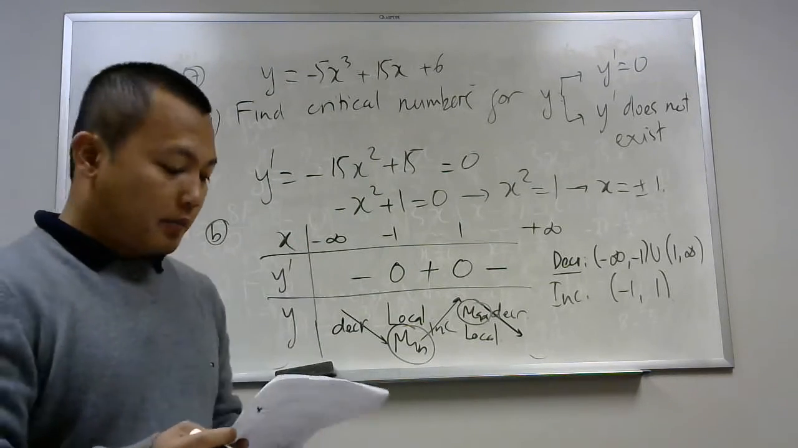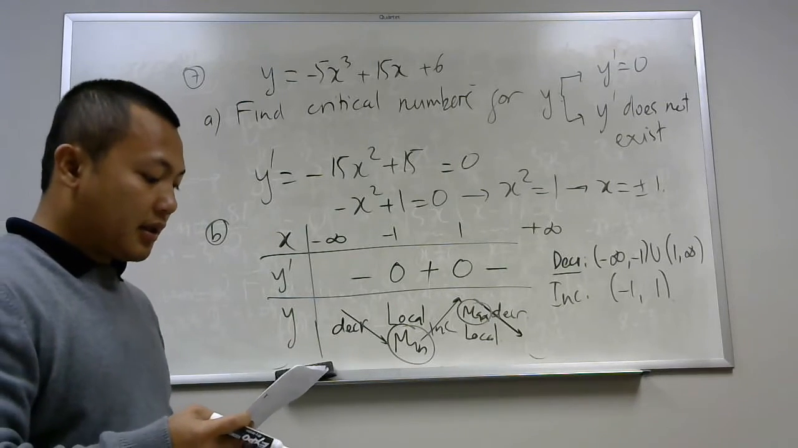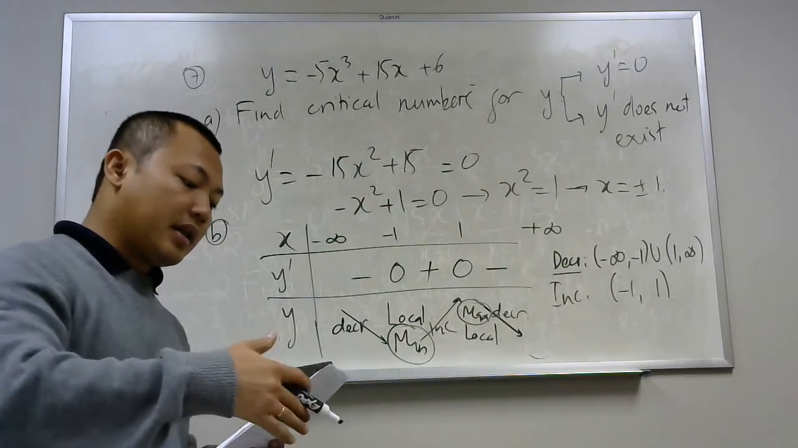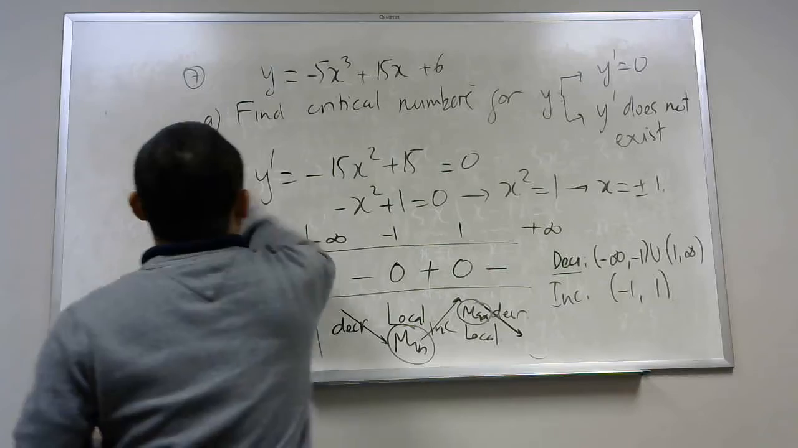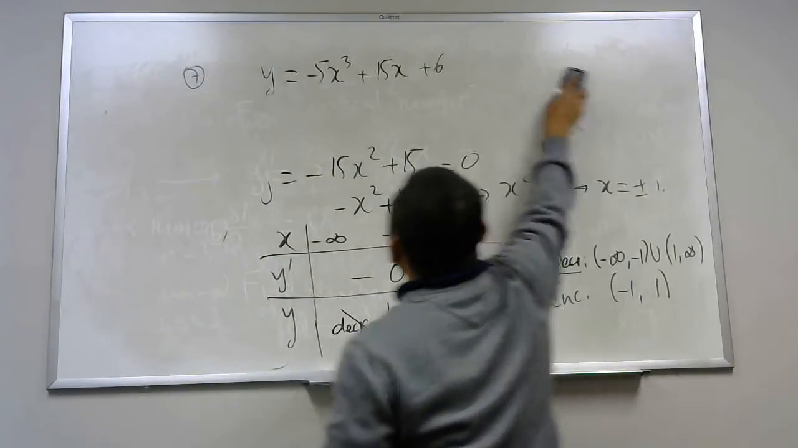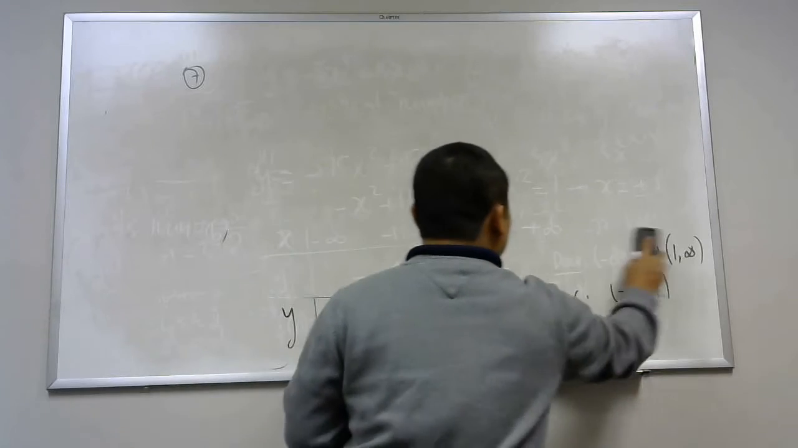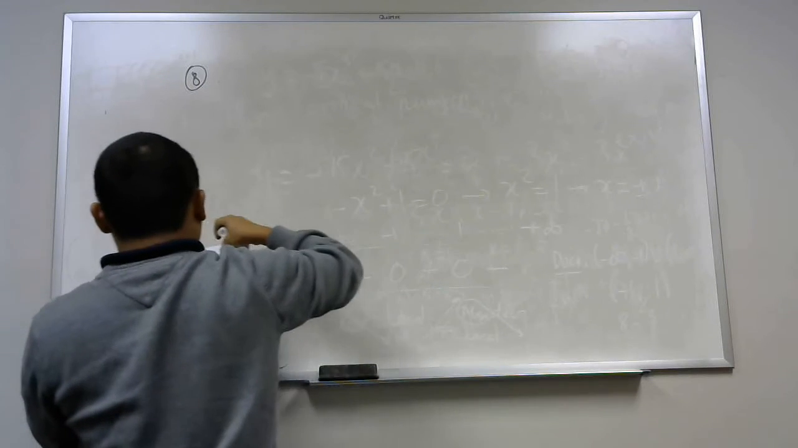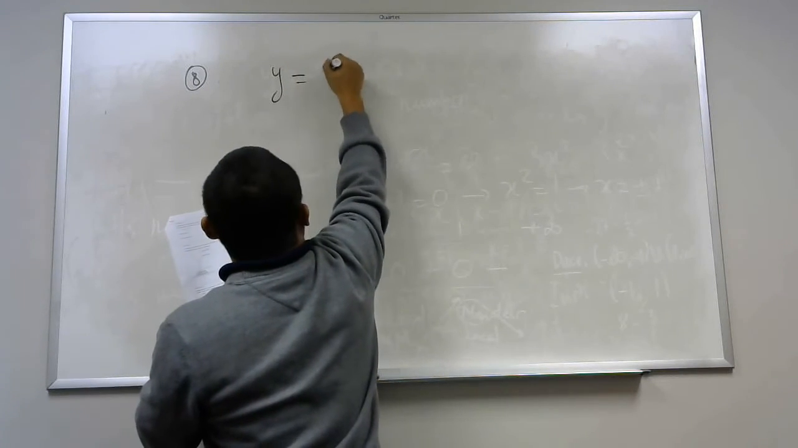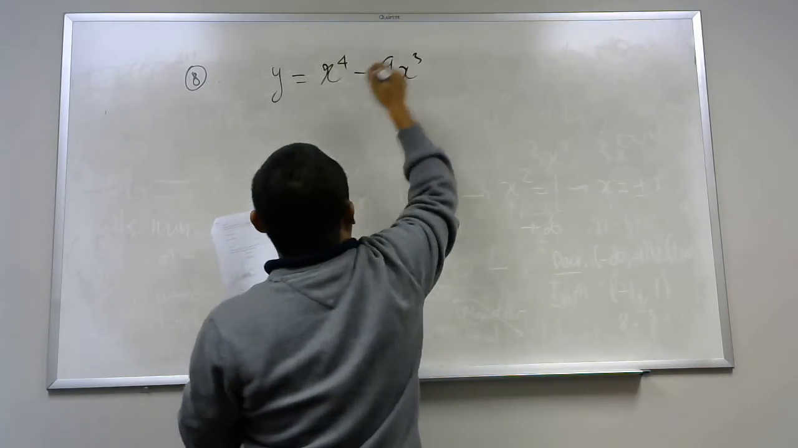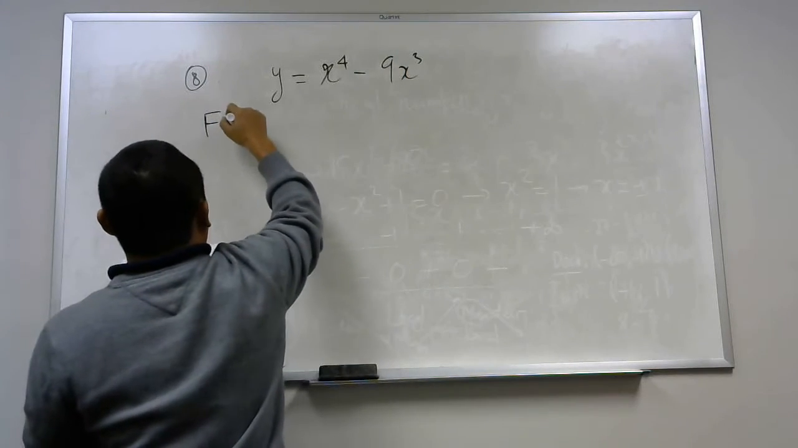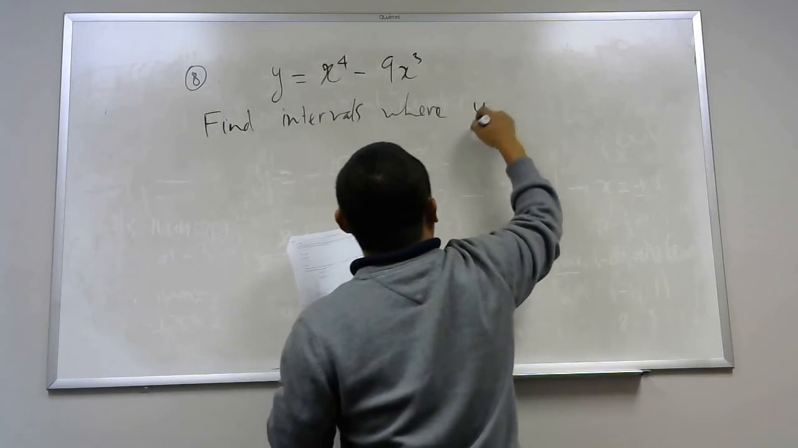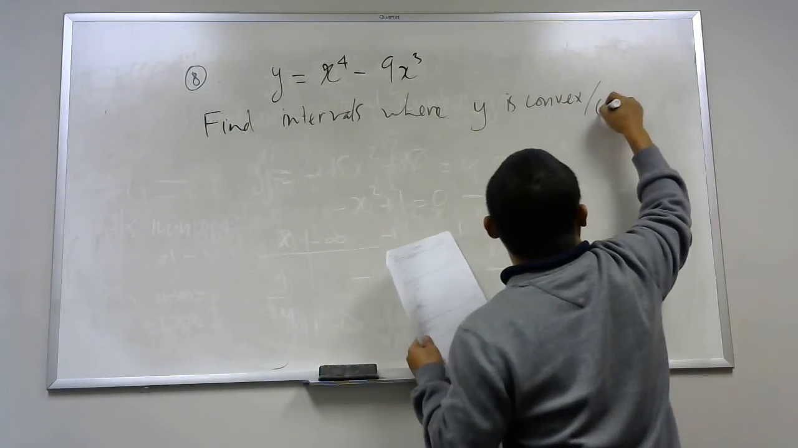All right. Let's move to the next problem, problem 8. Here we need to use the second derivative to find all intervals where the function is concave or convex. Problem 8. We have the function y equal to x^4 minus 9x cubed. Find intervals where y is convex or concave.